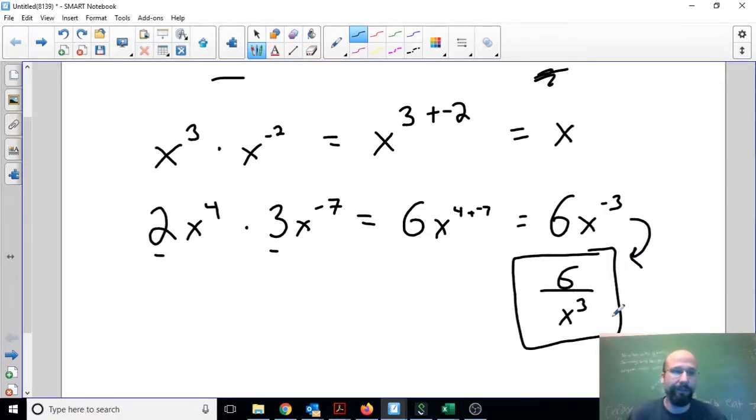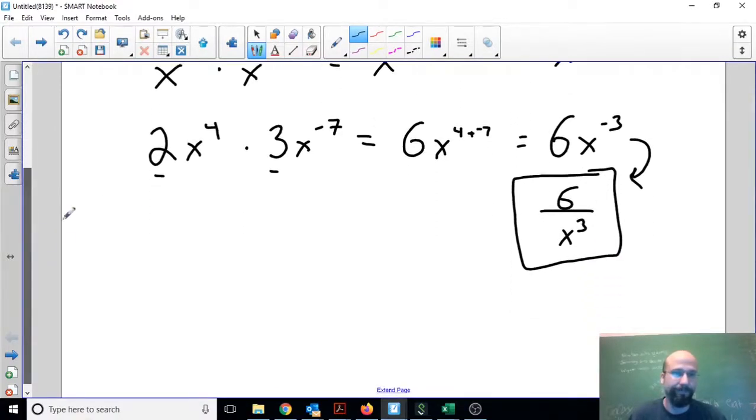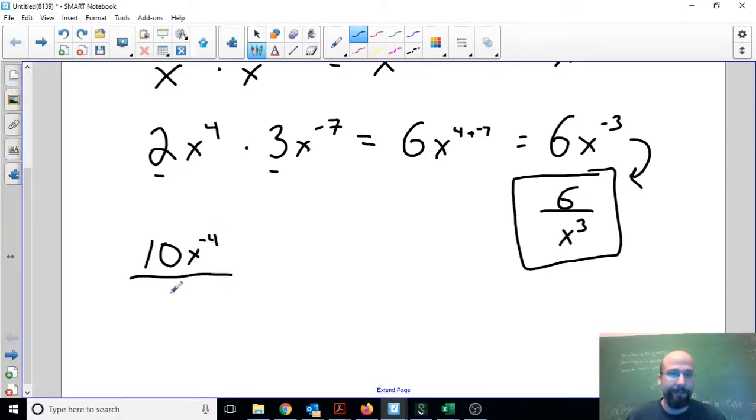Let's do one more with division. So if you have 10x to the negative 4th divided by 2x squared, the coefficients are just numbers, so treat them like just numbers. 10 divided by 2 is 5. x to the negative 4 divided by x squared would be x to the negative 4 minus 2, because you subtract the exponents when you divide bases that have the same base.